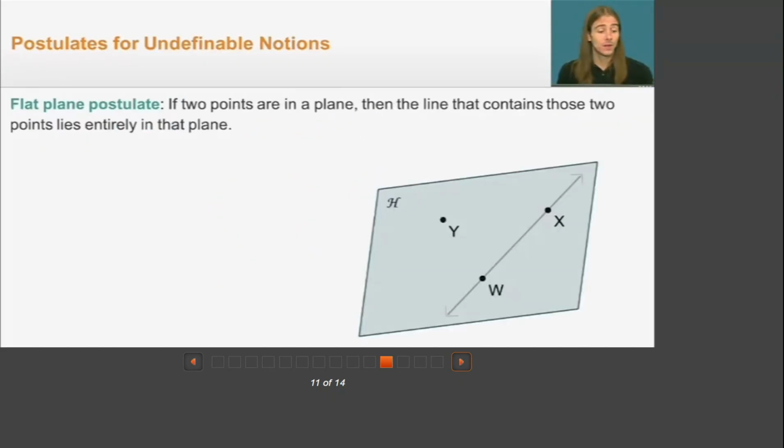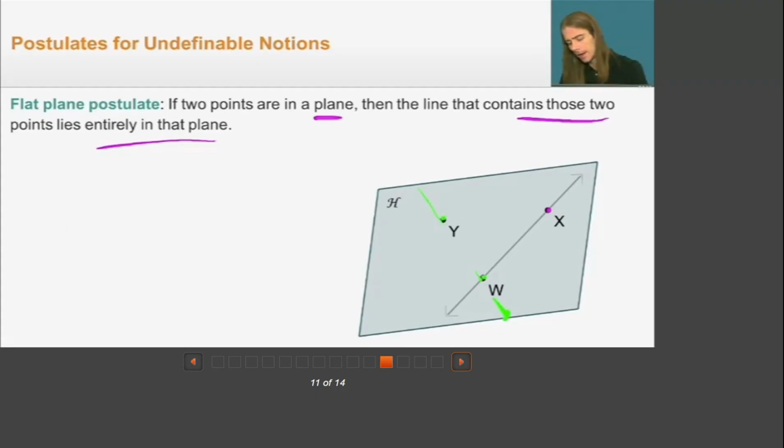The last postulate for planes I'd like to tell you about is called the flat plane postulate. This postulate tells us that if 2 points are in a plane, then the line that contains those 2 points is entirely in the plane. Let's back up a little bit and remember that given any 2 points, for example, W and X, I'm guaranteed to have a line through them by the postulate that says that. And so right here, I am also guaranteed to have a line through the points Y and W, for example.